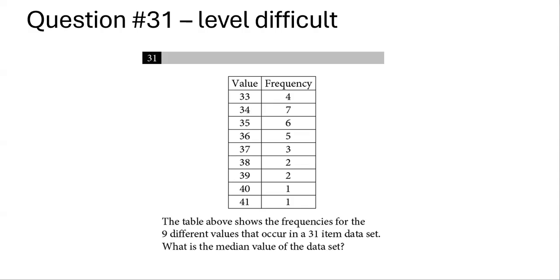So I'll explain to you why I think they classify them as difficult or not. Okay, so number 31, they categorize this as difficult, level 3. This says the table above shows the frequencies for the 9 different values that occur in a 31 item data set. What is the median value of the data set? Okay, so I'm going to go through the concept that they're trying to test here, and then I'll go over a few methods to solve it.